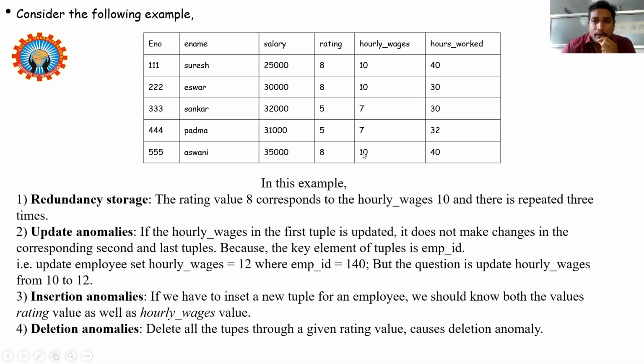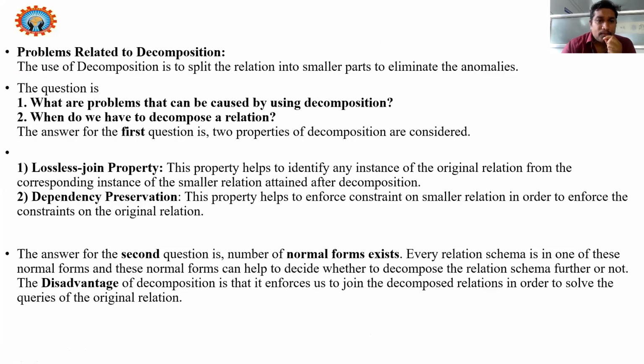If you are dividing a main relation into sub-relations, then when you combine the sub-relations, you have to get the original relation. There may be some additional data also, and we will see the additional data later. Next, the second one is dependency preservation.